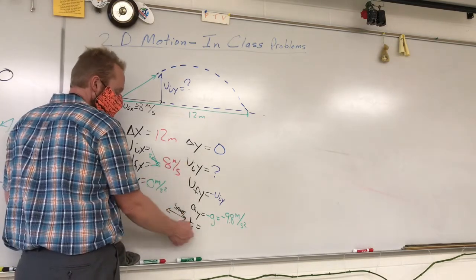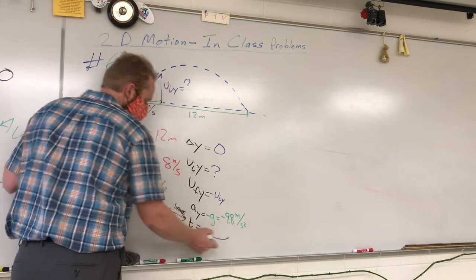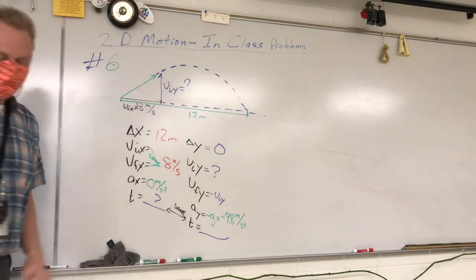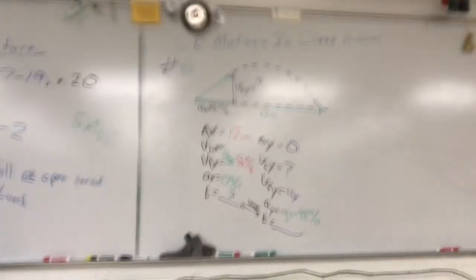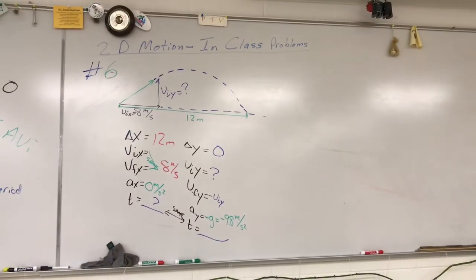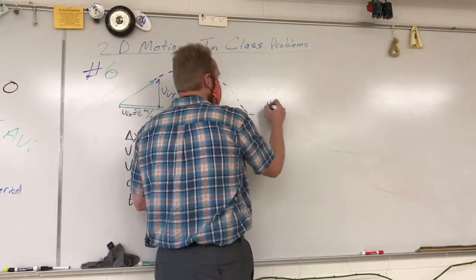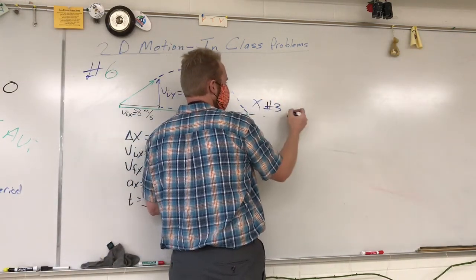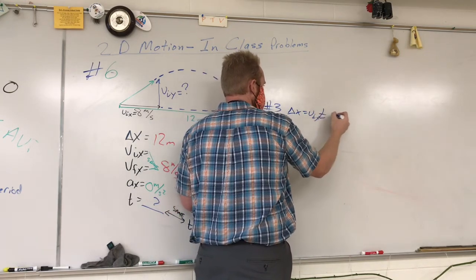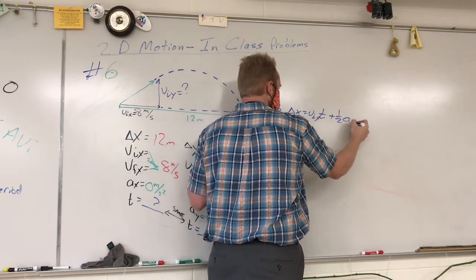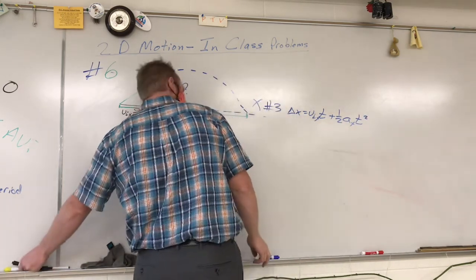I don't have enough information in this column, so therefore we're going to have to solve for t in the x column first. Now, in the x column, our favorite equation is number 3. So equation number 3 in the x column would look something like this: delta x is equal to ViX times t plus 1/2 aX times t squared.